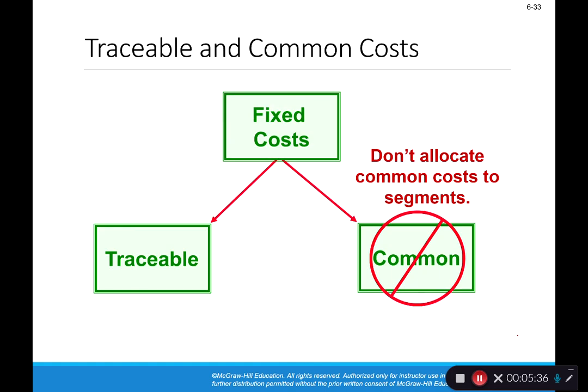We don't want to allocate common costs, though companies do this a lot because they got to go somewhere, right? Somebody's got to eat them. But if we allocate common costs, we end up making bad decisions.